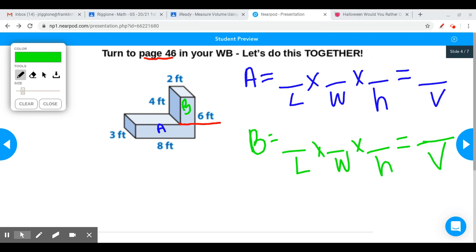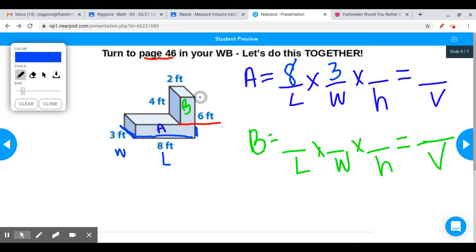Alrighty, so the first one we're going to take a look at is A. I notice that my length right here is given to us. So I know my length is 8. I see that my width right here is also given to us as a 3. The last piece I have to figure out is what the height is.